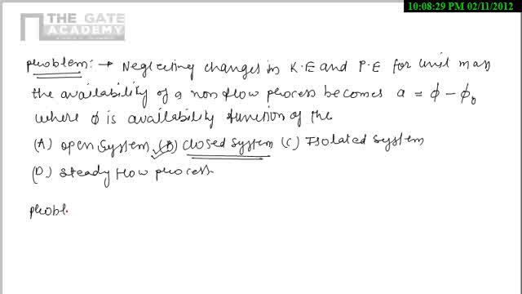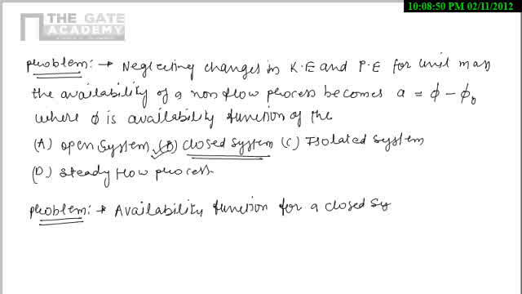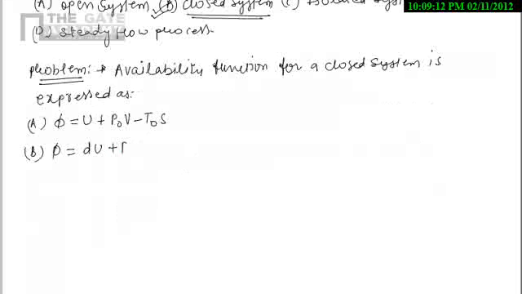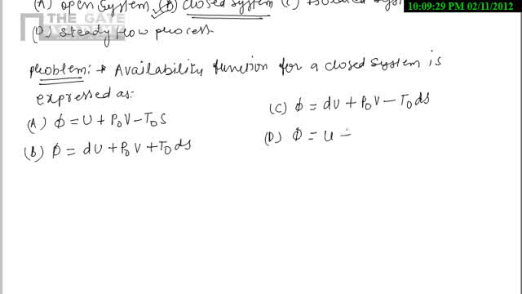Now I am considering the second problem. I am writing the problem here. Availability function for a closed system is expressed as: A, phi equals u plus p naught v minus t naught s; B, phi equals del u plus p naught v plus t naught s; C option, phi equals del u plus p naught v minus t naught s; and D option, phi equals u plus p naught v minus t naught s.